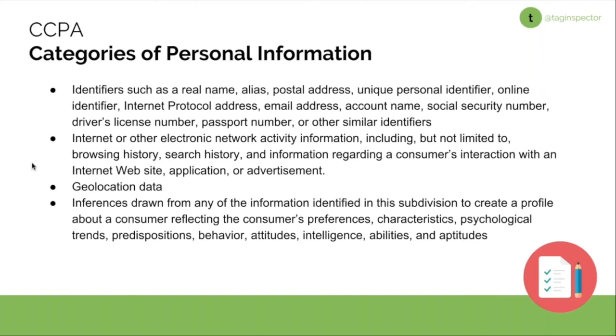First one is standard PII, so real name, IP address, address, phone number, those sorts of things. The second one is any internet or electronic network activity information: browsing history, search history, information regarding a consumer's interactions with the websites, all that. So that's typically going to be that category of personal information that is collected as it relates to the different tags and marketing advertising technology on your site. Third one's geolocation data. And then the fourth is any inferences that are drawn from any of that personal information.